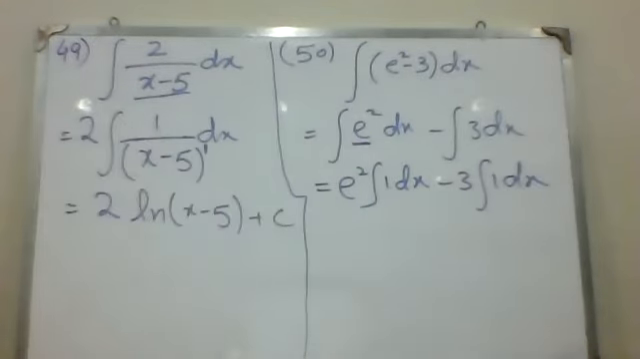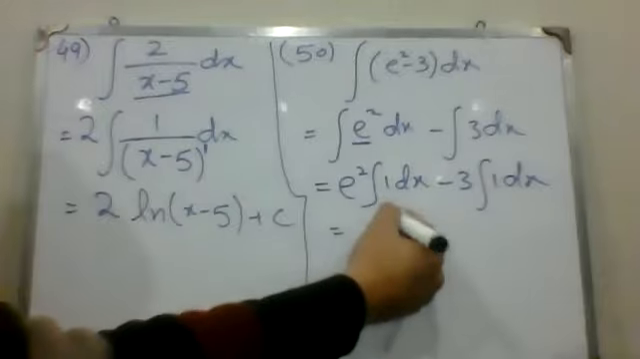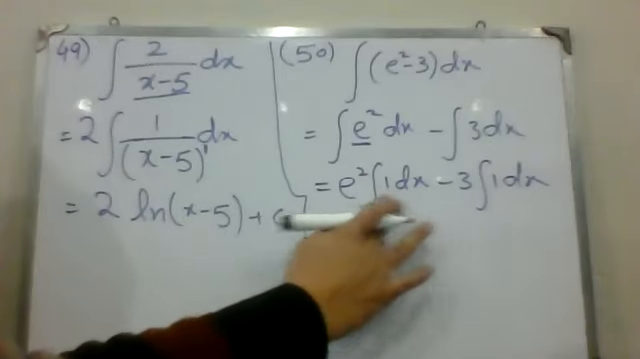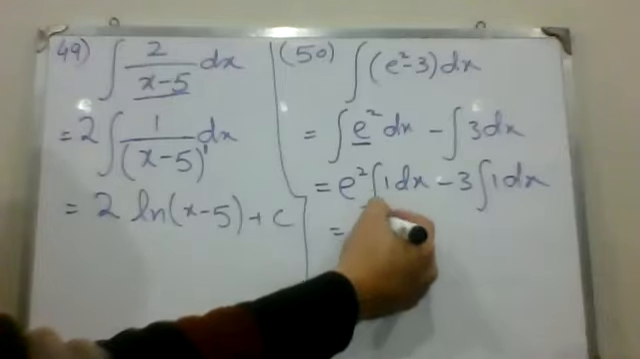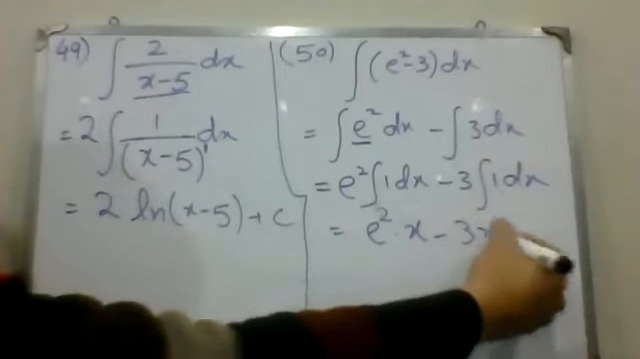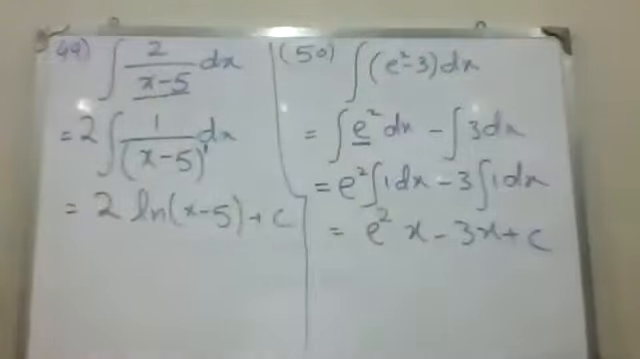Sir, if there is x with it, would it come down? Yes, if x is there then it will be integrated, otherwise this is a constant. So that is e power 2, and the integral of 1 is what? x. Okay. Now x minus 3 times x plus c. So that was a simple problem for you, okay?